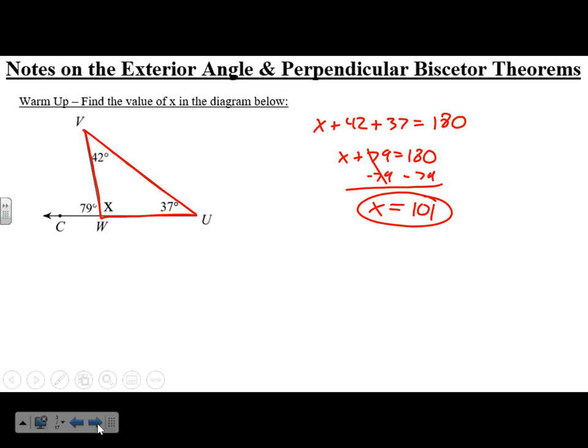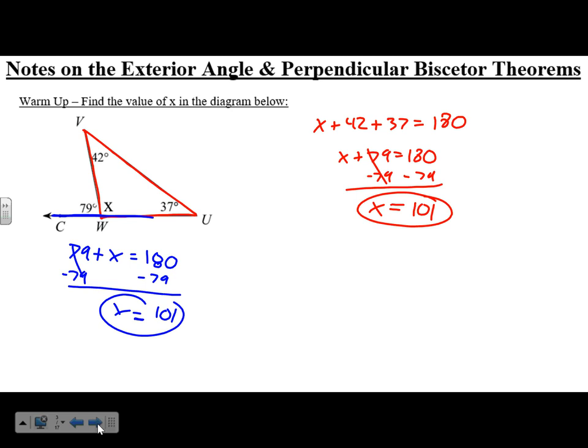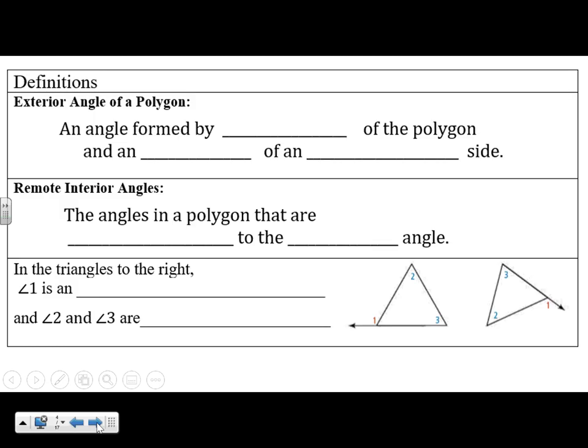But the other way to do it, as some of you noticed, is you could also say, well, yeah, but this makes up a straight line, where 79 and x, if you use the linear pair postulate, 79 plus x has to be 180. If I subtract 79 from both sides, I get x is equal to 101. So there's two separate ways to do that. We'll probably come back and look at this after we get started here.